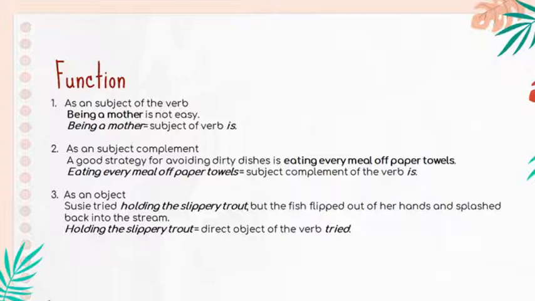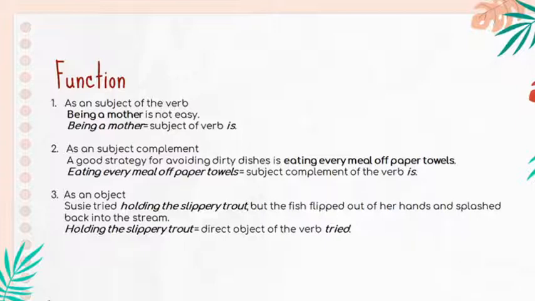And then second, as a subject complement. For example, a good strategy for avoiding dirty dishes is eating every meal off paper towels. Eating every meal off paper towels is a subject complement of the verb is. Okay, so that is subject complement.